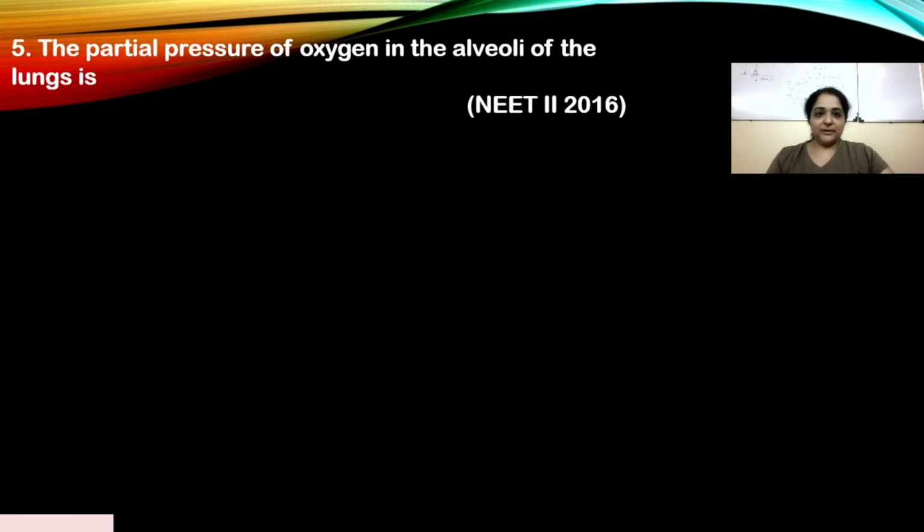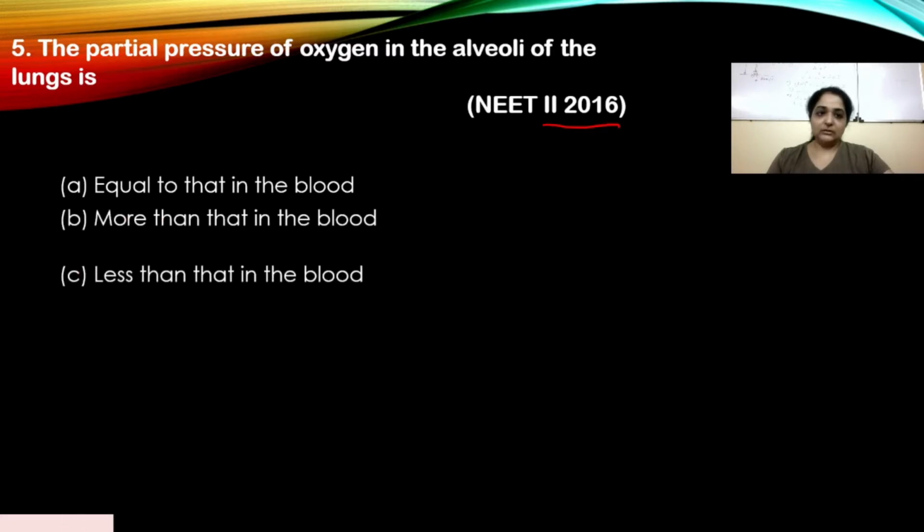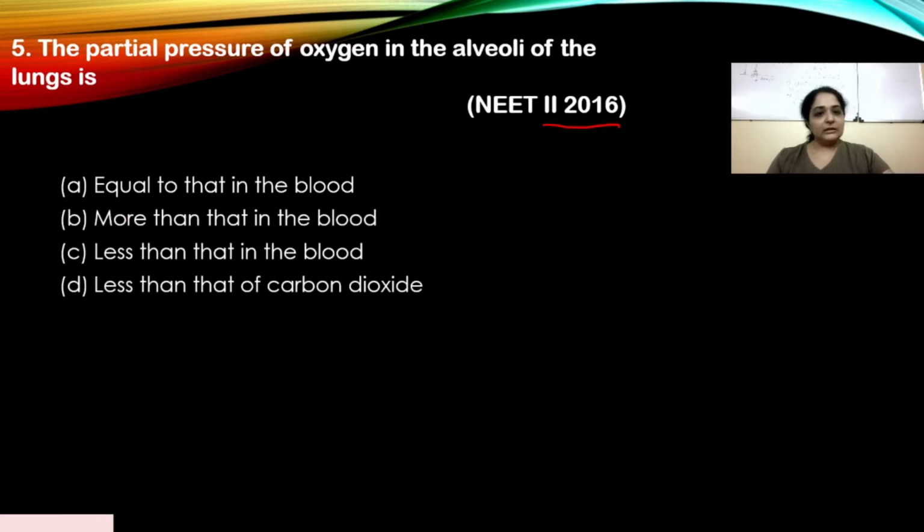Alright, question number 5. The partial pressure of oxygen in the alveoli of the lungs is, this appeared in NEET 2016. Let's look at our options here, A, B, C, and D. Again, pause the video and write down what you think is the right answer, and then we'll come back.